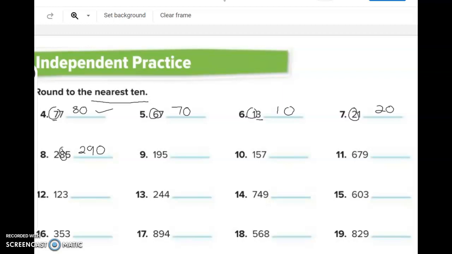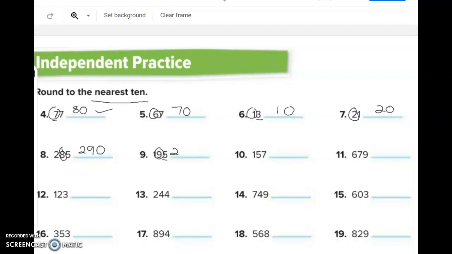At number 9, we have 195. Now, with 195, we're again rounding to the nearest 10, so we're looking at the 9, and the 9 is in the tens column. The 5 to its right is in the middle once again, so it means we have to raise it up to 10, and the 9 will get 1 more, but this is a tricky one, because if I add 1 more to the 9, it will add to the hundreds column, and it will move my number over to 200.